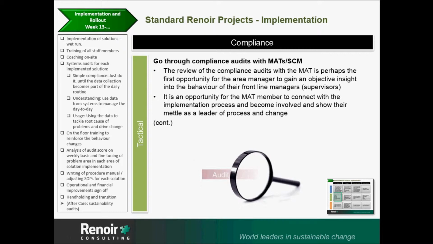Go through compliance audits with the MAT and Steering Committee. The review of the compliance audits with the MAT is perhaps the first opportunity for the area manager to gain an objective insight into the behaviour of their frontline managers. It is an opportunity for the MAT member to connect with the implementation process and become involved, and show their mettle as a leader of process and change.